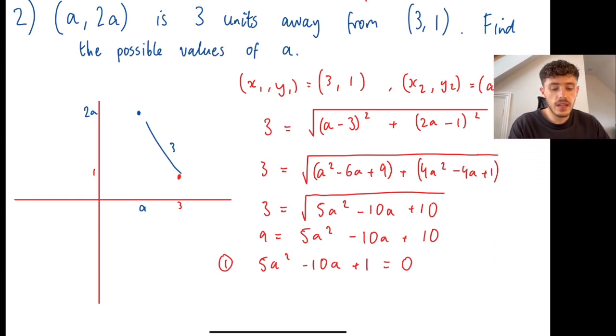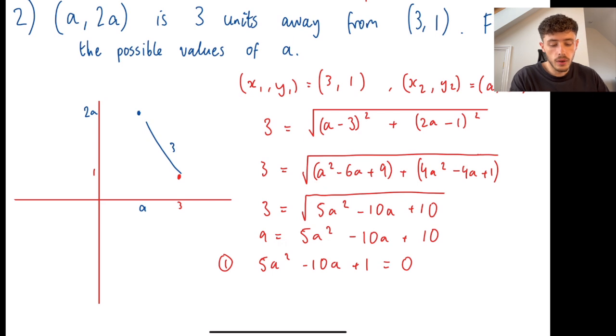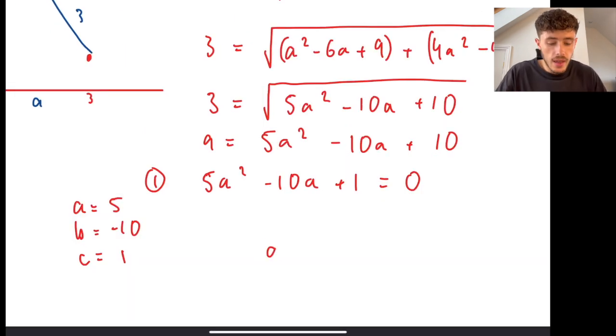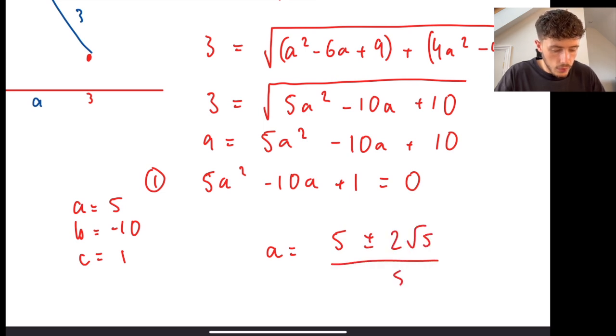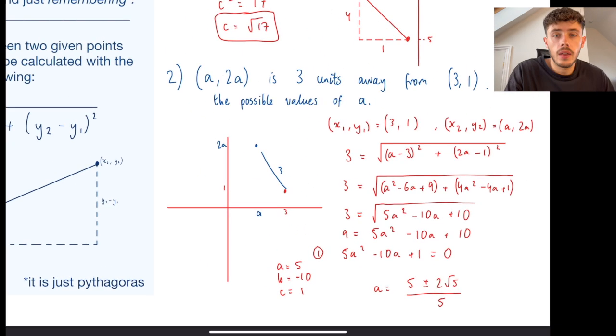And this is where we can take our A-level calculators, or if you don't have an A-level calculator, you can use the quadratic formula to work it out. But we can substitute in the values in your quadratic solver of a equals 5, b equals minus 10, and c equals positive 1. And the final answer we get is that a equals (5 plus or minus 2 root 5) over 5. And that is our final answer for this question. That was a difficult question. Please let me know down below if you aren't 100% sure on any of that.